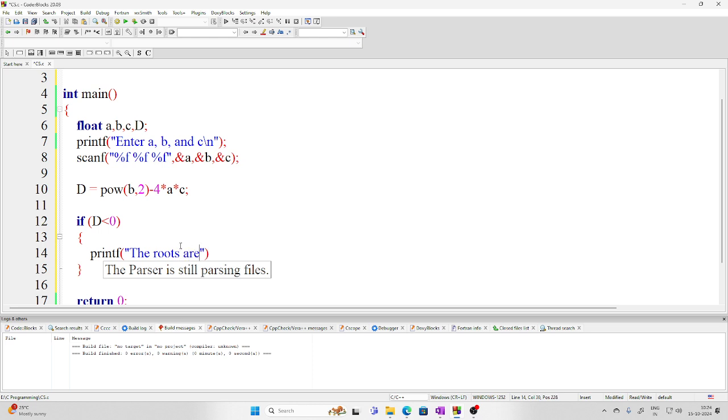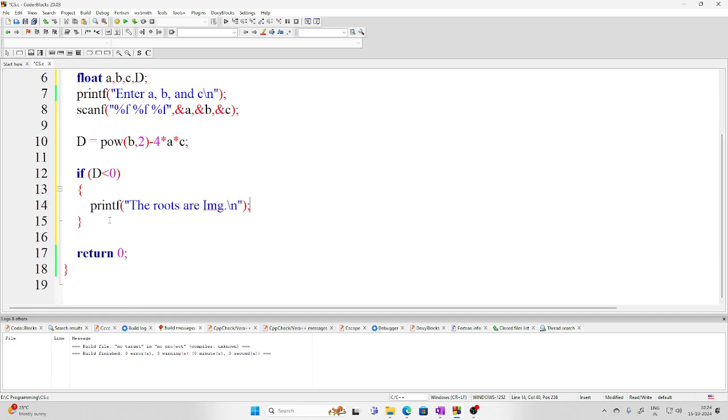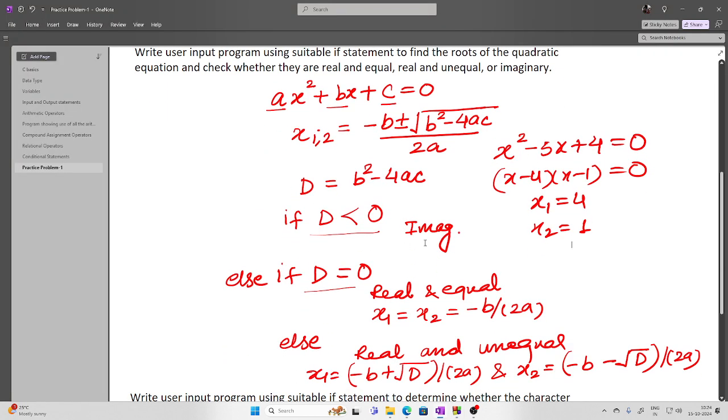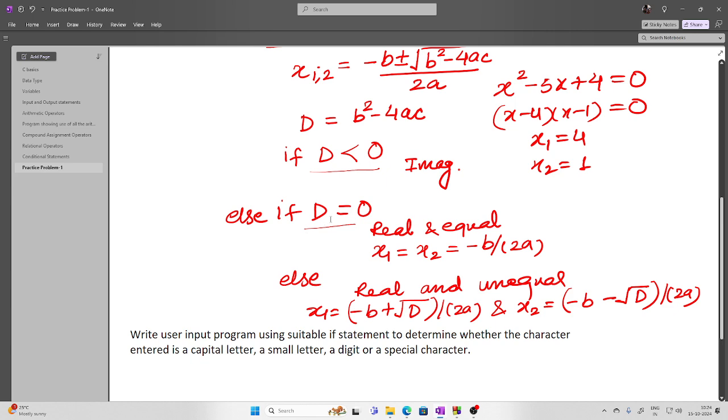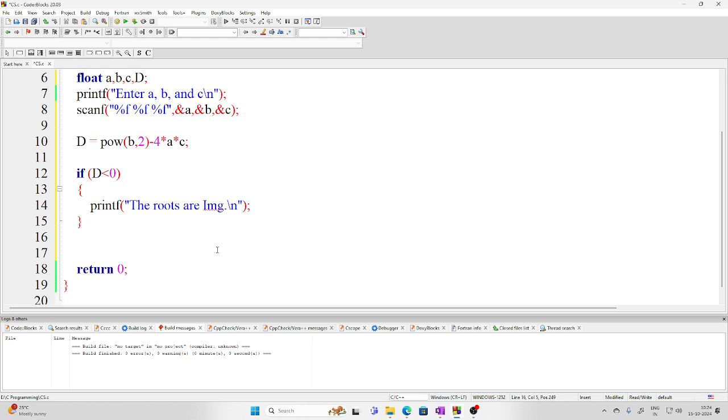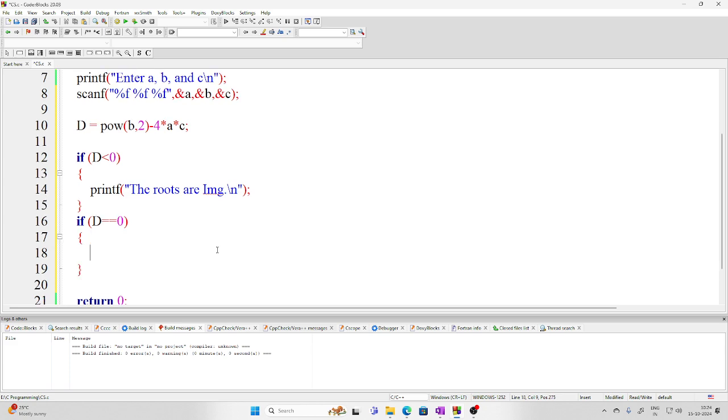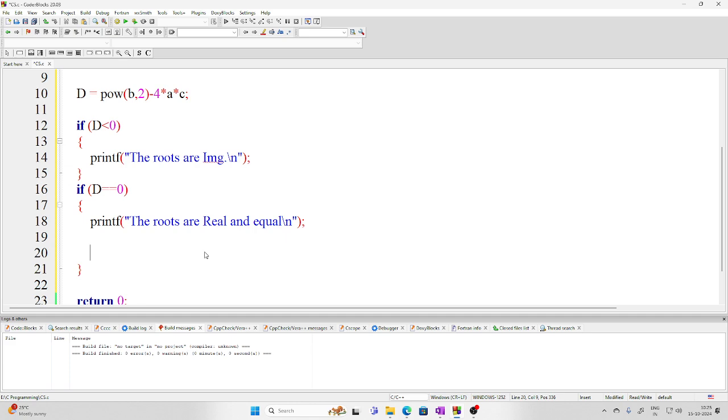Now if the discriminant is going to be less than 0, then you will be printing that the roots are imaginary. Else if, you have to check whether the discriminant is 0 or not. If the discriminant is going to be 0, then we have to print that the roots are real and equal, and then you have to evaluate the roots.